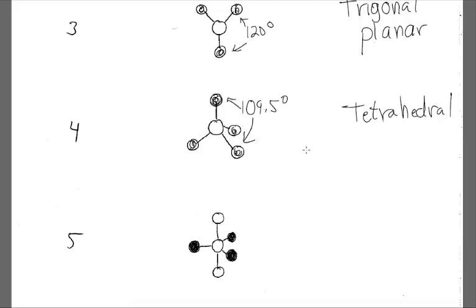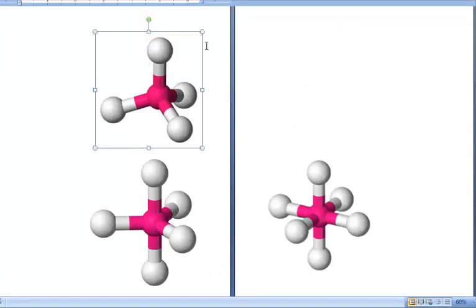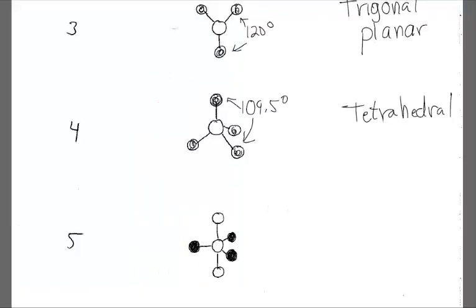All right, I'm going to show you a little better 3D picture of that. Okay, this one is tetrahedral. This is a more 3D looking model instead of my drawing of everything in the shape of a tetrahedron, and every angle there is 109.5 degrees. Okay, back to our drawings.